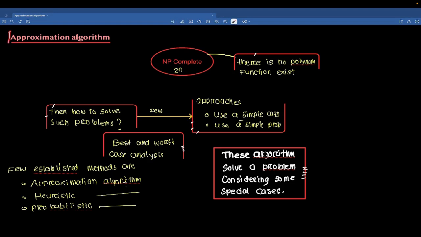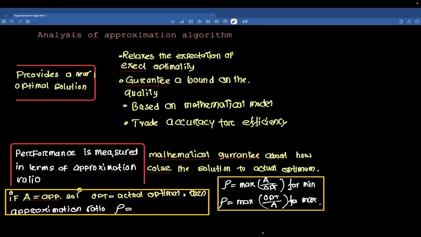In this video, we will explain the approximation algorithm and see how this approximation concept is used in solving NP-complete problems. Moreover, we'll also discuss the differences among all these three categories of algorithms used for solving NP-complete problems. Now let us analyze the approximation algorithm. As stated, the approximation algorithm provides a near optimum solution rather than the actual optimal solution. In order to derive the suboptimal solution, it relaxes certain expectations of the exact optimality of the main problem, and it guarantees a bound on the quality.